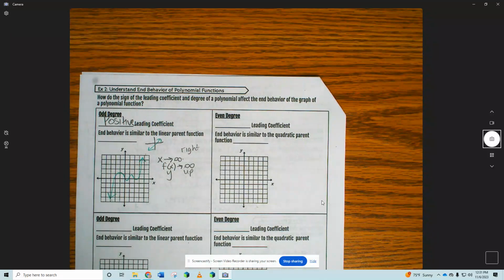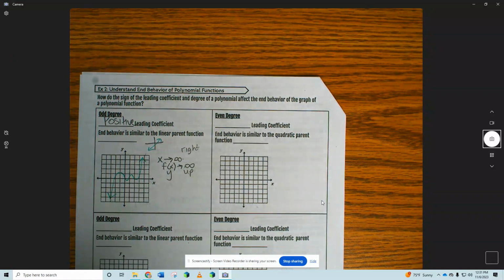Wait, f of x is just like another way of saying y, right? f of x is the same as y. Oh, okay. I keep saying it in my head, but I don't know if it's true. It's true.